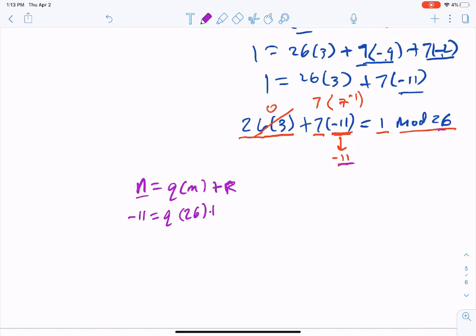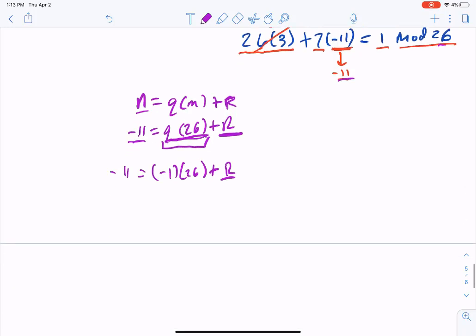And this is q plus r. This needs to be less than this. This is always less than this. And this is negative, so this has to be more negative. Okay? So if I just multiply 26 by negative 1, that'll make it automatically more negative than negative 11. And the whole reason for this is I'm trying to get a positive value for r.